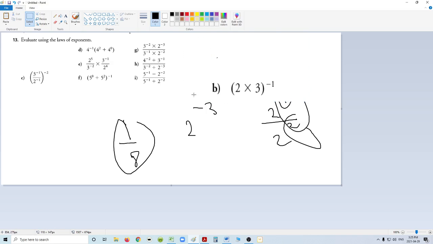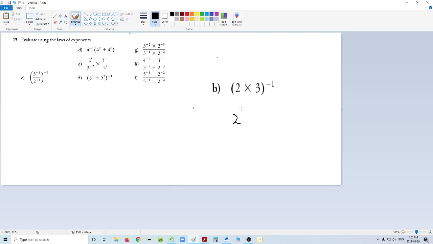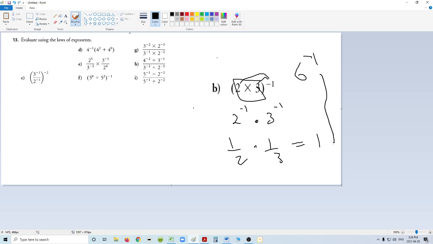Now, what rule are they trying to get you to follow here? Well, that's the same as 2 to the negative 1 times 3 to the negative 1, because the exponent applies to both when it's a multiplier, which becomes 1 over 2 times 1 over 3, which is 1 over 6. If you don't believe it, just multiply them first. You get 6 to the negative 1, and then that becomes indeed 1 over 6. Either way works.